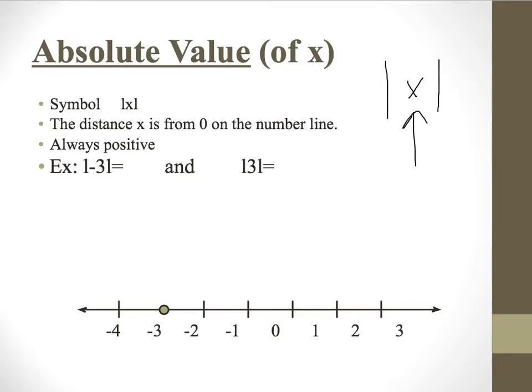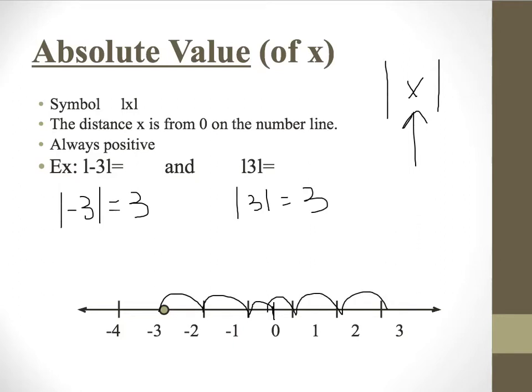If we want to know the absolute value of -3, we start from 0 and go 1, 2, 3. So the absolute value is 3. It's the distance from 0. Which means that the absolute value of +3 would also be 3. If we go 1, 2, 3 to get to +3. The absolute value is always a distance, so it will always be positive.